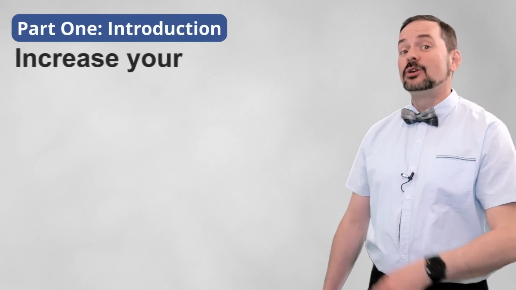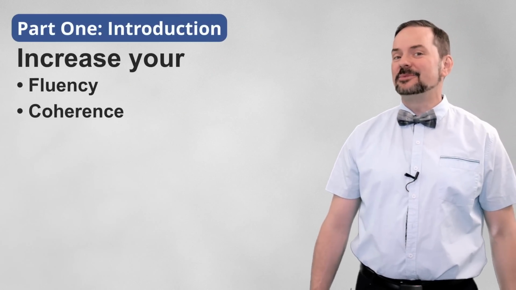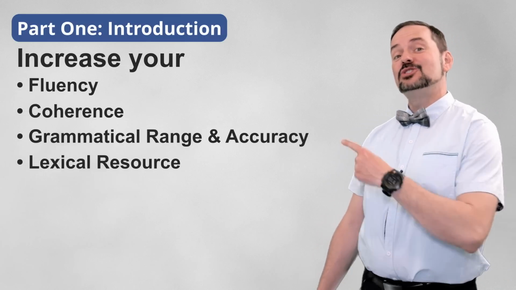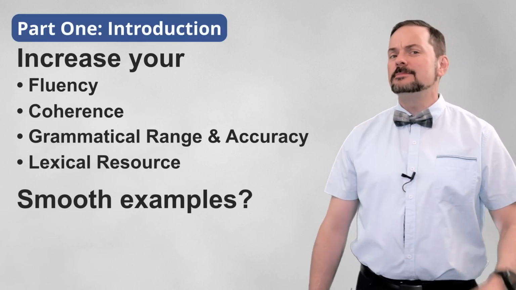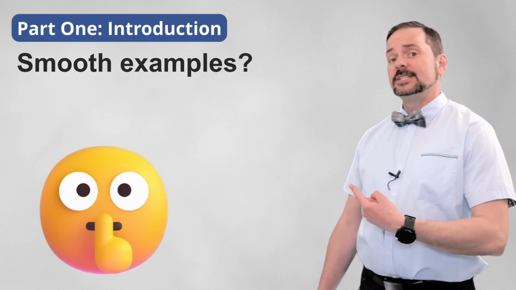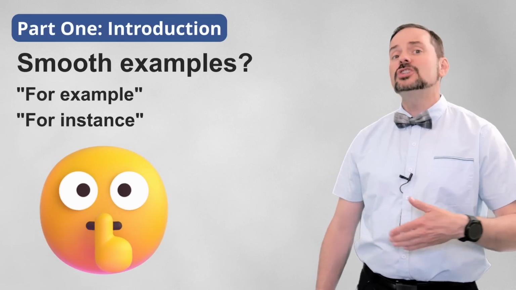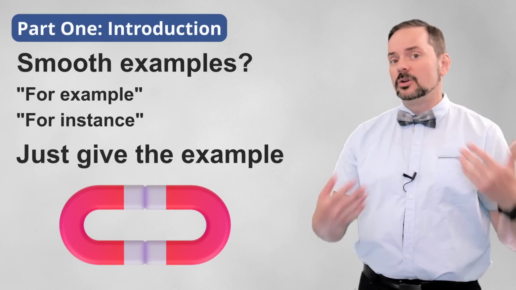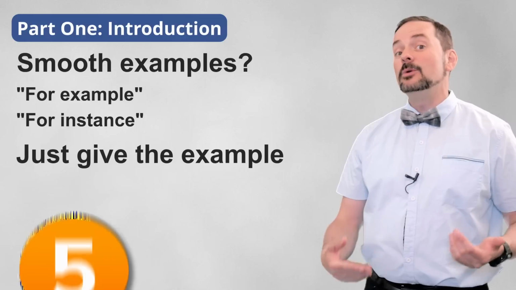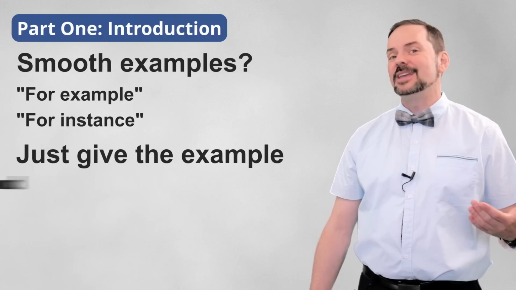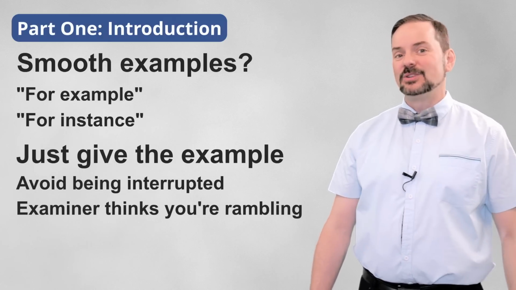One great trick for part 1 to increase your fluency, coherence, grammatical range accuracy, and lexical resource mark is to include a smooth example. What does it mean, smooth example? Well, it means not saying for example or for instance, but just giving the example. As long as it is strongly related to your response, it will make sense and it will bump up your score. The examiner will not interrupt you thinking that you're rambling or going off topic.